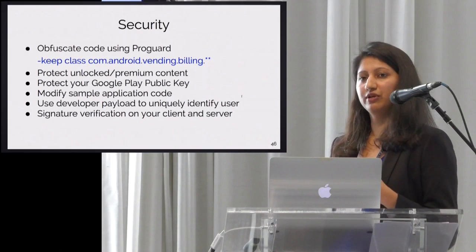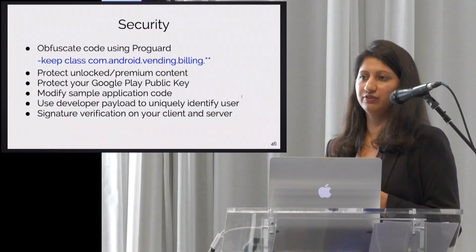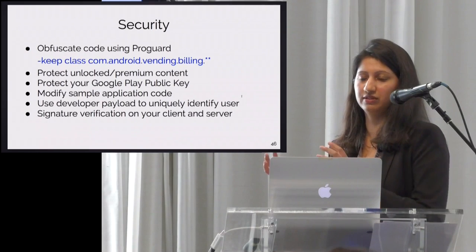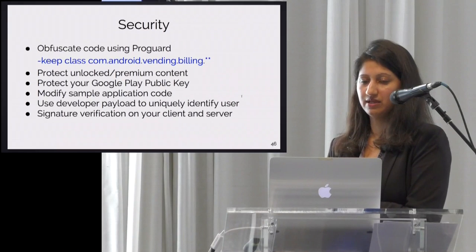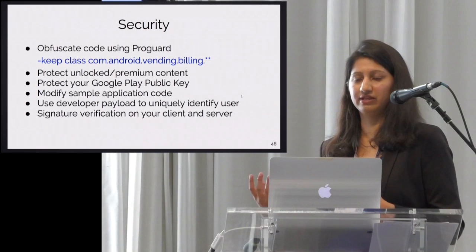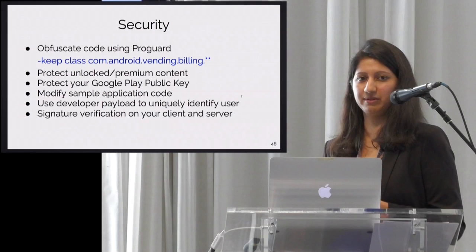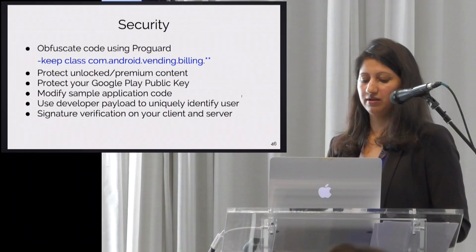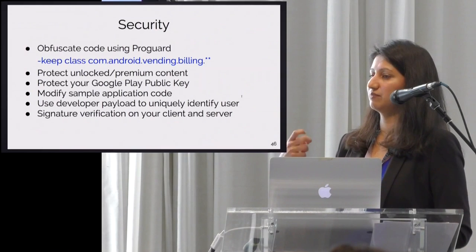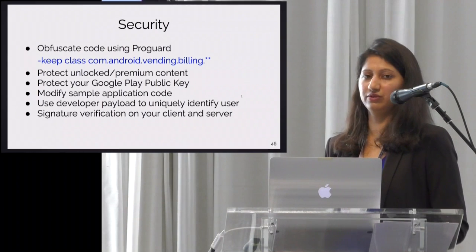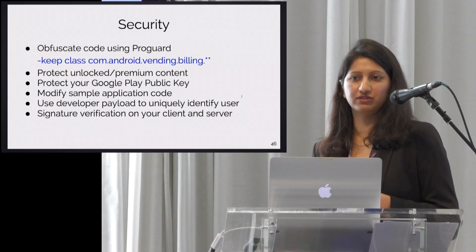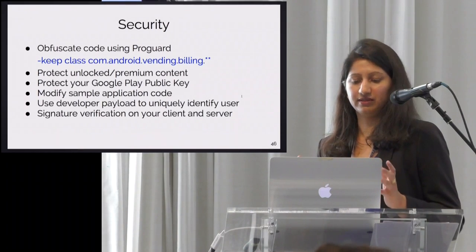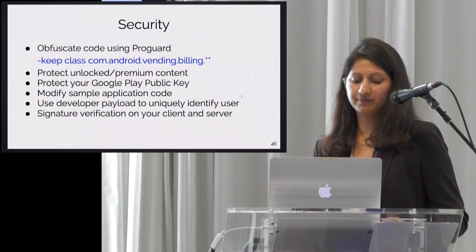Next step is make sure you protect all your premium content. If you are giving premium access to certain content that you have on your app to your users, make sure you have a real-time service delivering some information that this user is premium. Don't try to store it in shared preferences or something local. Protect your Google Play public key. This is packaged with your app, so you want to make sure that you're doing some sort of string manipulation or bit manipulation to something that would make sure that anybody cannot access your public key.